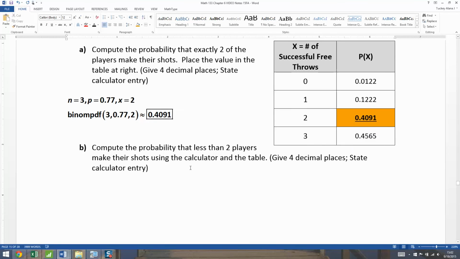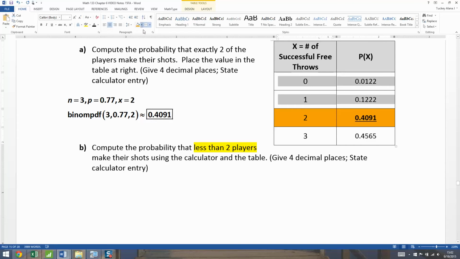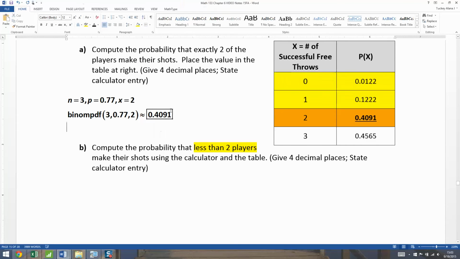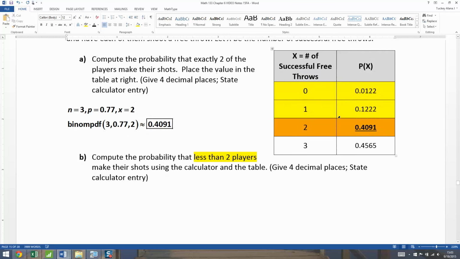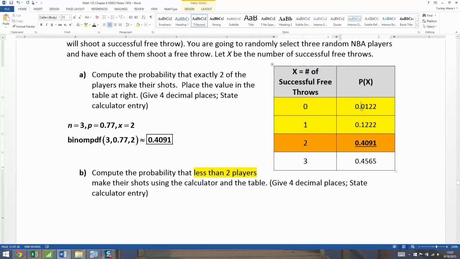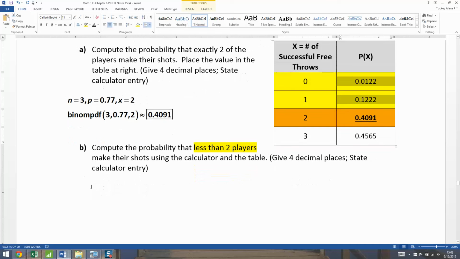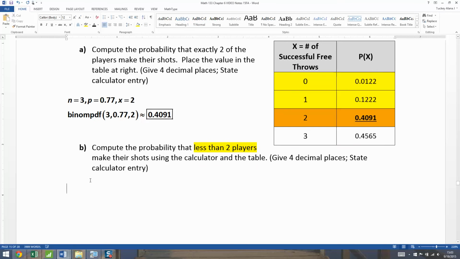All right, now compute the probability that less than 2 players make their shots. Okay, so exactly 2 players make the shots is right here. Less than 2, well, that's interesting. Let me highlight that phrase there. So less than 2 means I want 0 or 1 because those are the 2 values that are less than 2. So I'm going to add them up, but I don't need to add them by hand. I mean, I could. It's 0.1344, just adding those 2 in my head. But keep in mind, we're learning a technique that'll work even if there was 30 players or 300 players.